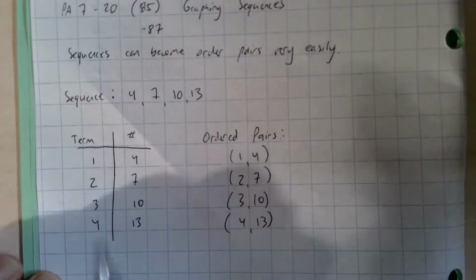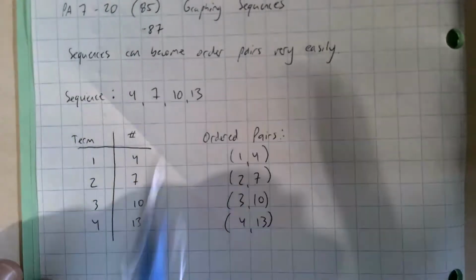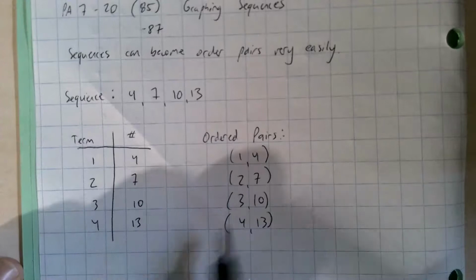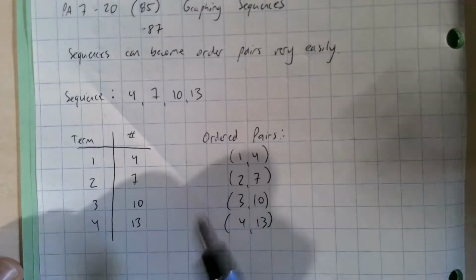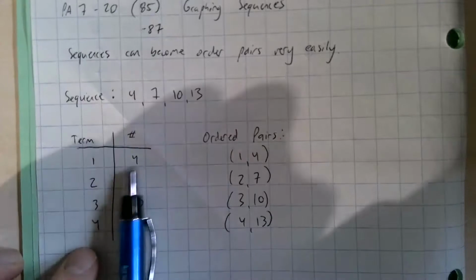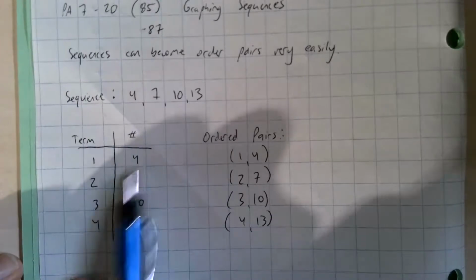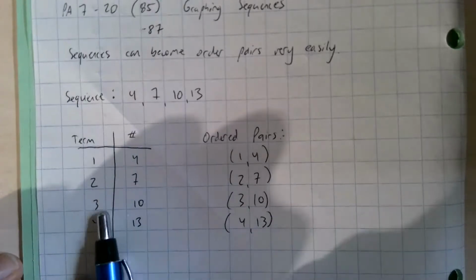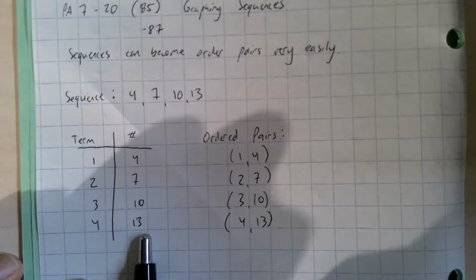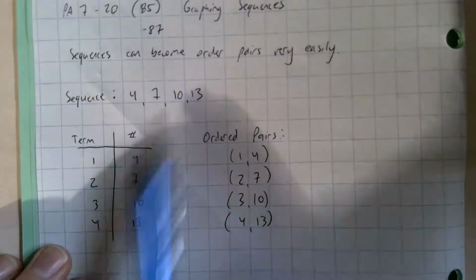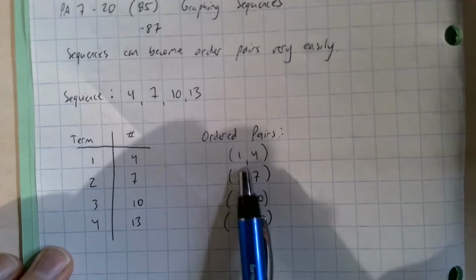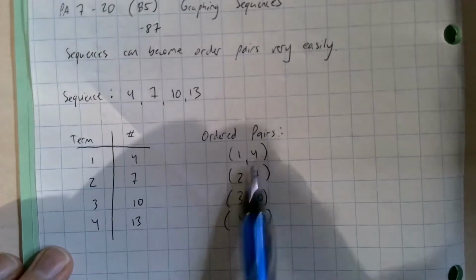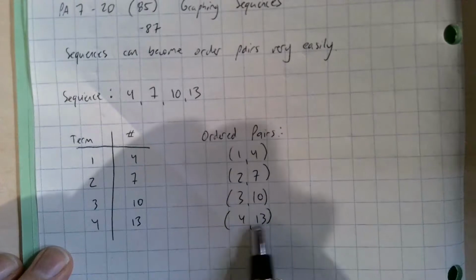If you are confident with your two steps, you can actually just do one step instead. So we have the numbers 4, 7, 10, 13. That's our sequence. Every term, we can order them by using terms. The very first term, term number 1, is the number 4, term number 2 is 7, term number 3 is 10, and term number 4 is 13. So this is my original sequence. I've now put it onto a t-table, and then I can turn that into ordered pairs by having them written down like this: 1, 4, 2, 7, 3, 10, 4, 13.